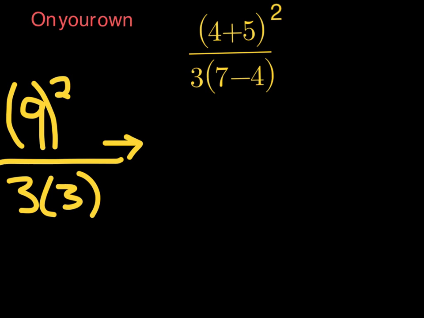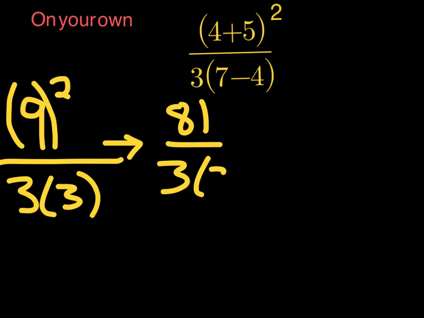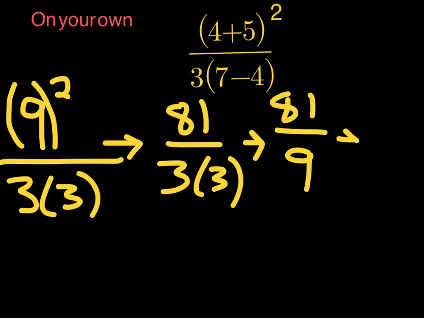9 squared, for your exponents. You should find that to be 81 over 3 times 3. Then you do your multiplication on the bottom, and you get 3 times 3 is 9. And then 81 over 9 will reduce to simply 9. And that would be your solution for this.